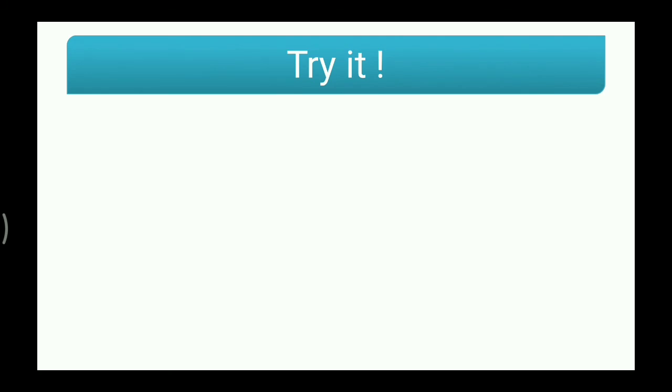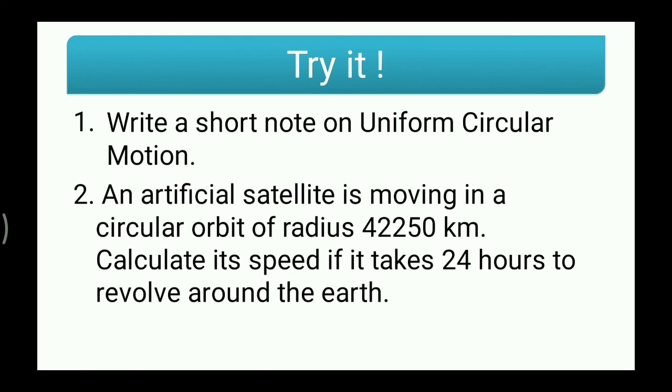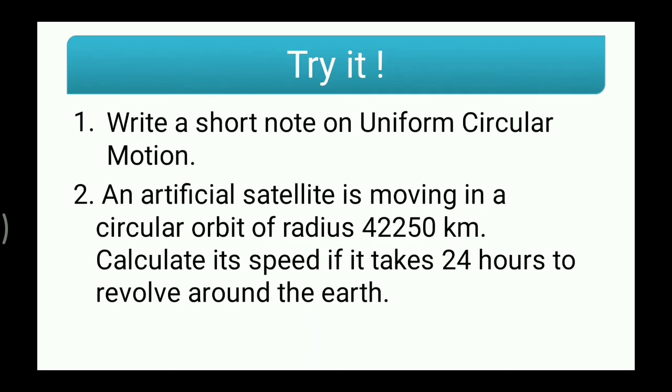Now there are a few things that you can try at home. First, you can write a short note on uniform circular motion. Then there is a problem related to uniform circular motion. The problem reads: an artificial satellite is moving in a circular orbit of radius 42,250 kilometers. Calculate its speed if it takes 24 hours to revolve around Earth. To solve that problem, you can use the relation we have already studied, which is 2 pi r upon t. So that was all for today.